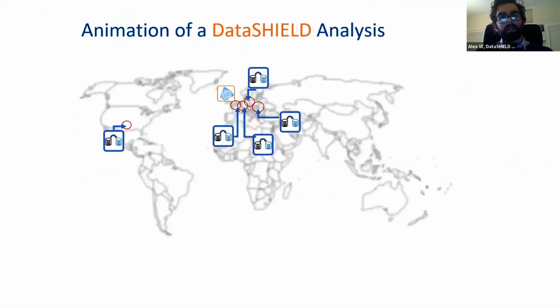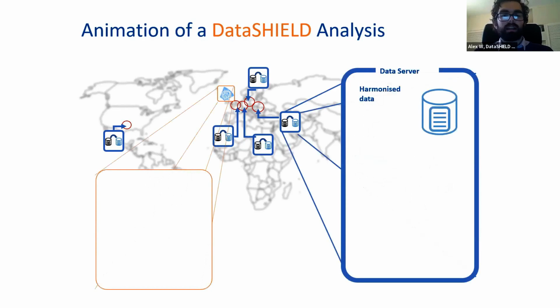So this is an animation of what a DataSHIELD analysis looks like and shows you the moving parts. So that's us. In my case, I'm in the UK. The analyst will know about particular data servers with data that they want to analyze. So that's me. And I have been given the login details by the people on the data server who trust me to log in and do a DataSHIELD analysis on them.